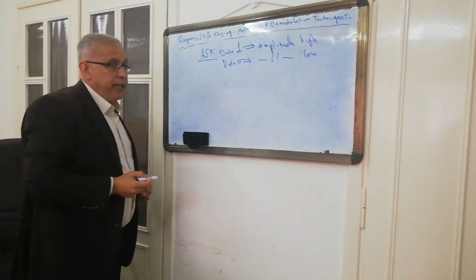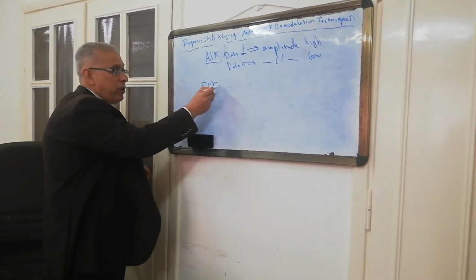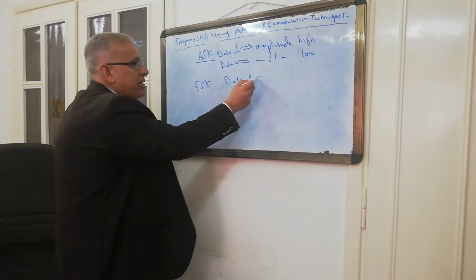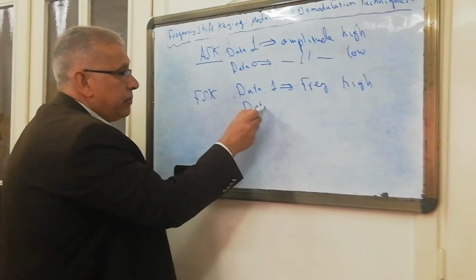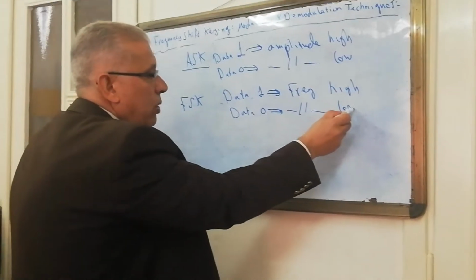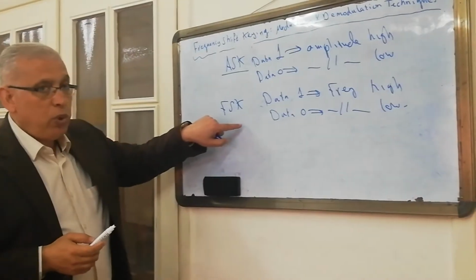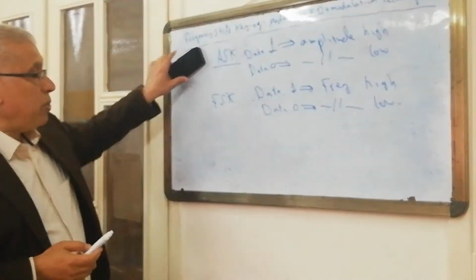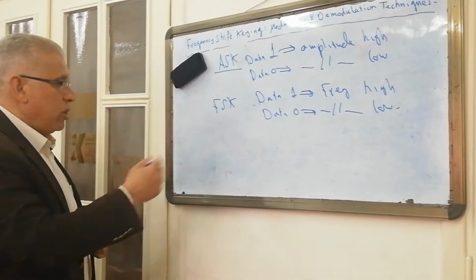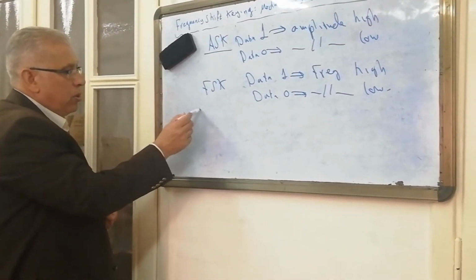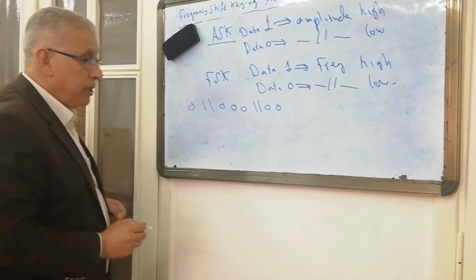In FSK, or frequency shift keying, we will use the logic level of the data stream in order to control the frequency of the carrier wave. So if data equals 1, the frequency is high, and if data equals 0, the frequency is low. We can use two ASK modulators in order to generate the FSK modulated wave. The first one uses a low frequency carrier, and the second one uses a high frequency carrier. Suppose that we have a data stream to be transmitted: 0, 1, 1, 0, 0, 0, 1, 0, 0. This is the data to be transmitted, for an arbitrary value.